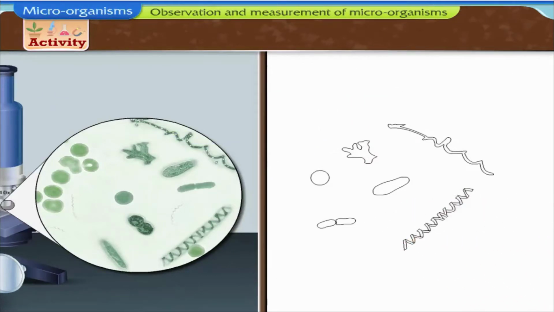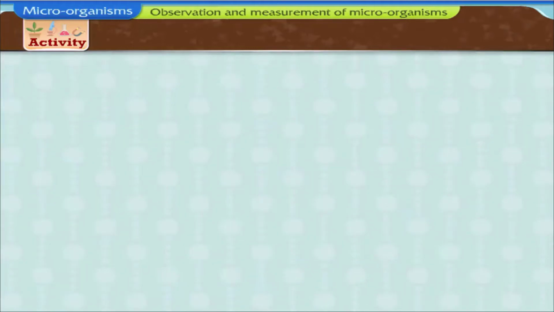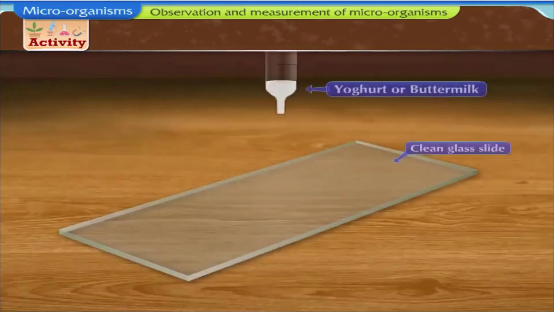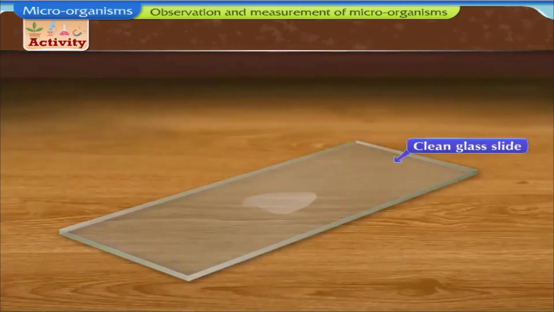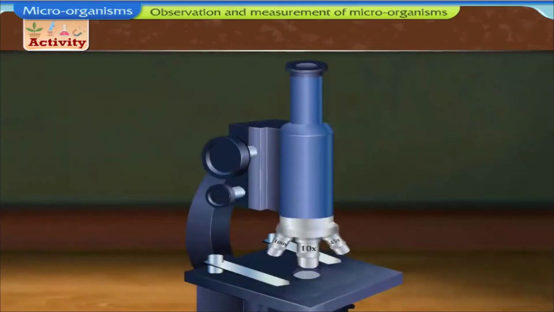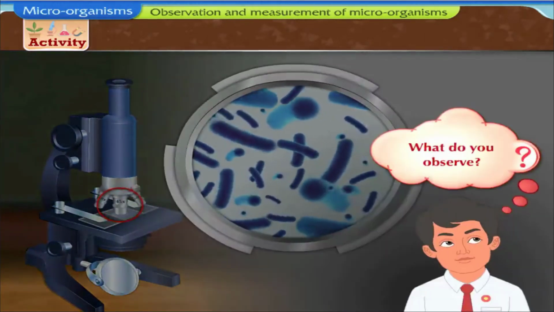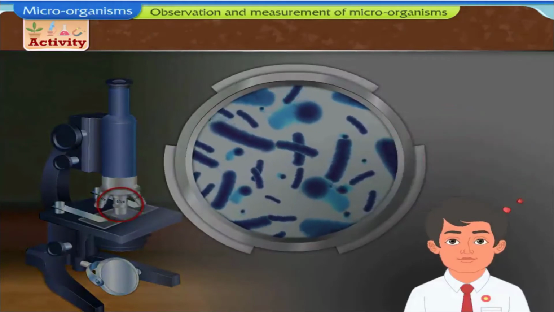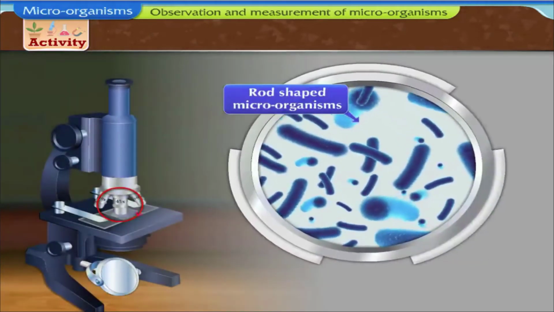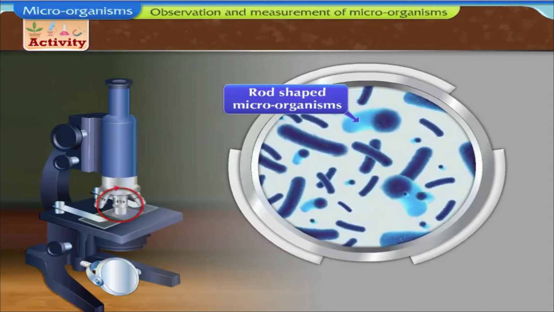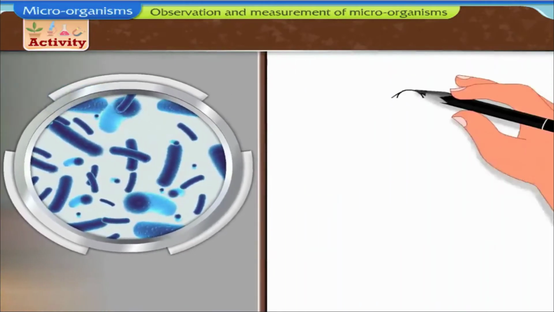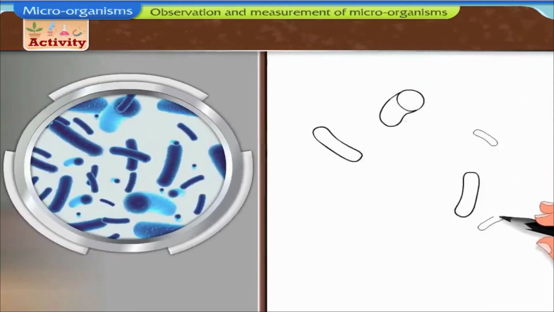Let us now perform one more activity to show that microorganisms are present everywhere. Activity 3. Take a drop of yogurt or buttermilk and observe under a compound microscope. What do we observe? We see rod-shaped microorganisms under the microscope. Come, let us draw our observation in the notebook.